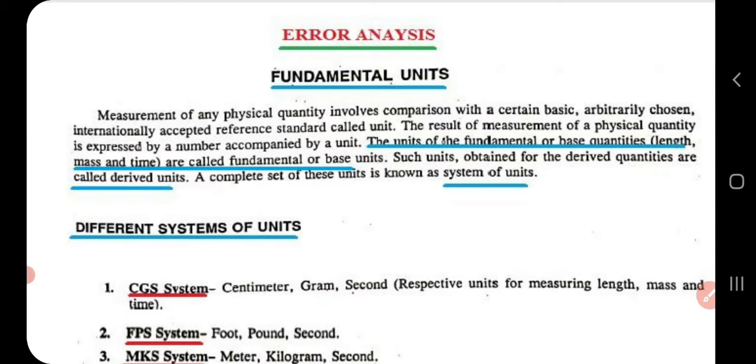Units of fundamental or base quantities like length, mass, time are called fundamental or base units. What are fundamental or base units? We know that the basic quantities are length, mass and time, right? Now, the units of these fundamental or base quantities are called fundamental or base units. Units obtained for the derived quantities are called derived units. Now, these derived units and fundamental units, this complete set is called a system of units.